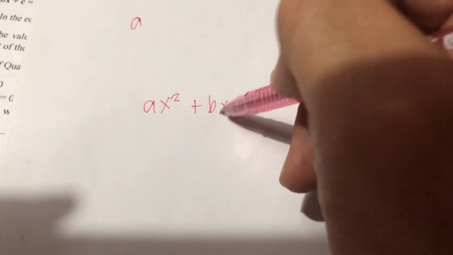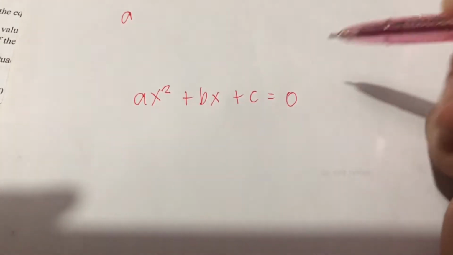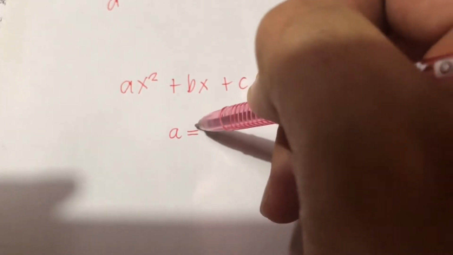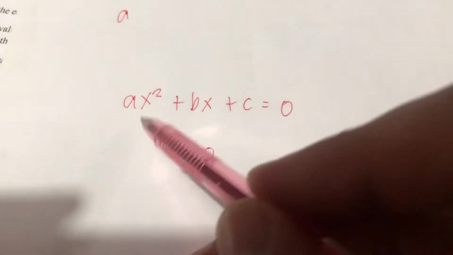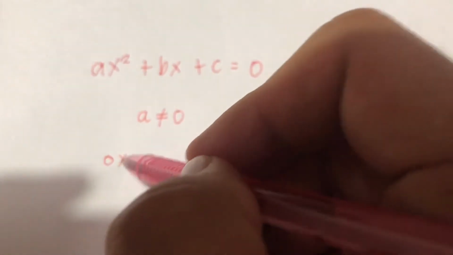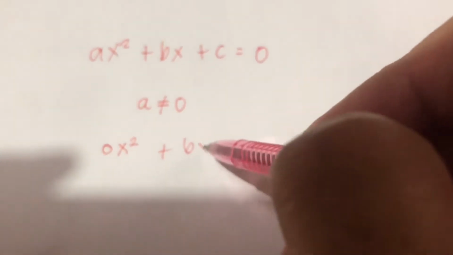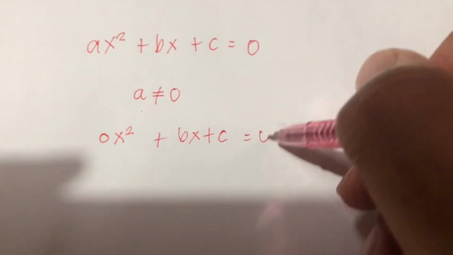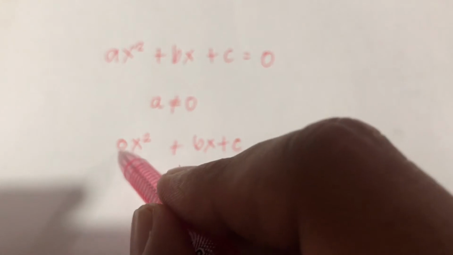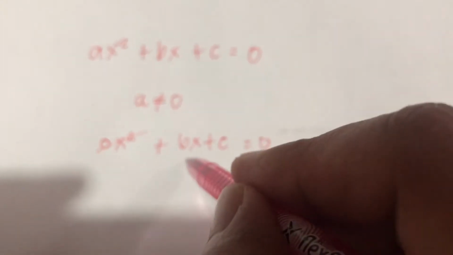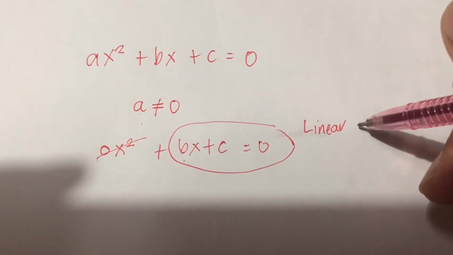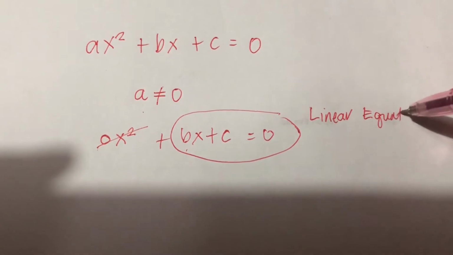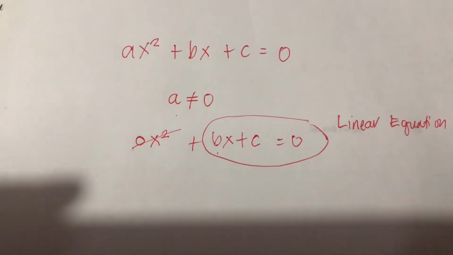Ax squared plus bx plus c equal to 0. Ang sabi niya, a should not be equal to 0. Why? It's just because if your a is equal to 0, anong mangyayari? 0x squared plus bx plus c equal to 0, wherein any number multiplied by 0 is equal to 0. So, mangyayari niyan, magiging linear equation na lamang ito. That's why, take note of this, na hindi dapat magiging 0 ang value ng ating a.